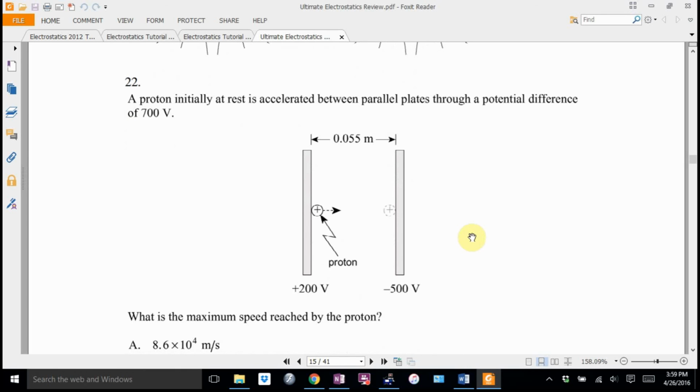22 I like. What's the maximum speed? This is just like dropping an object.